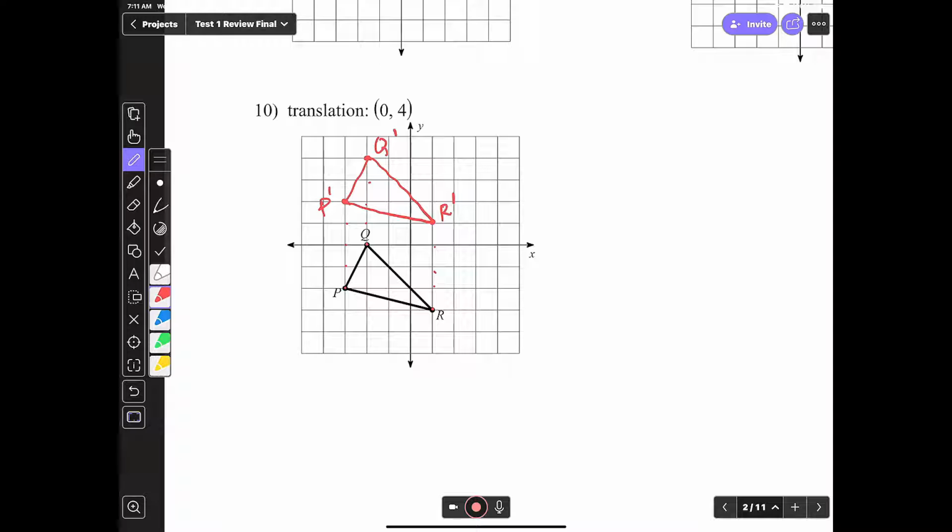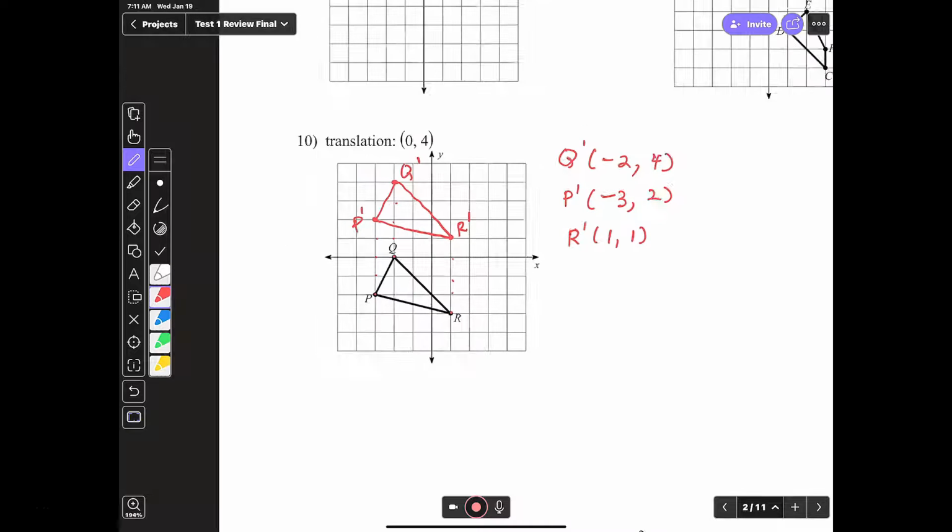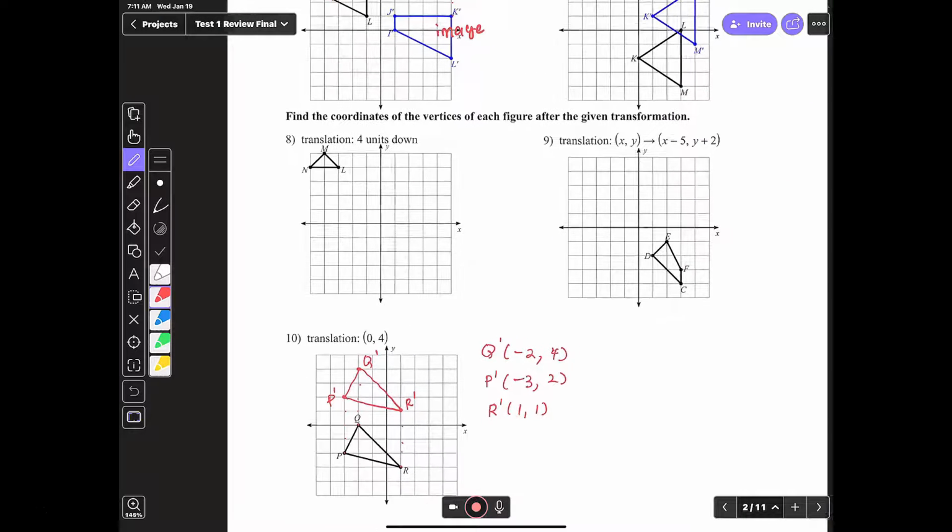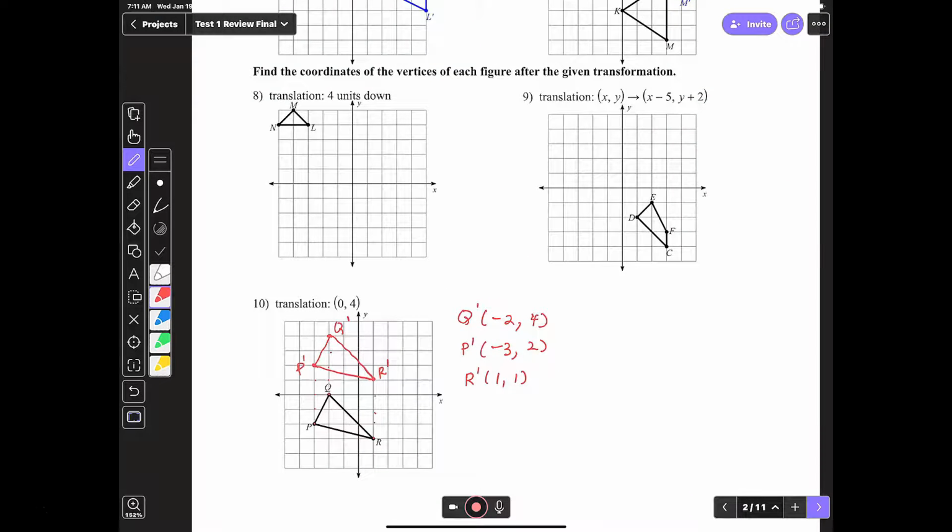And you want the ordered pairs, so Q prime is negative 2, 4. P prime is going to be negative 3, 2. And R prime is going to be 1, 1. So go ahead and do 8 and 9 on your own.